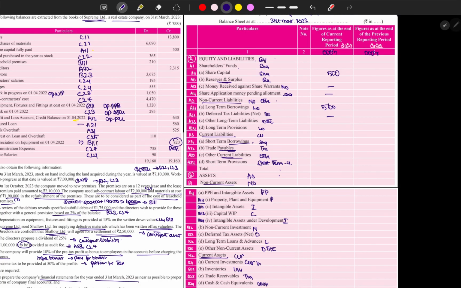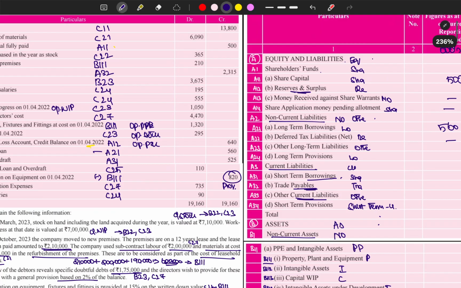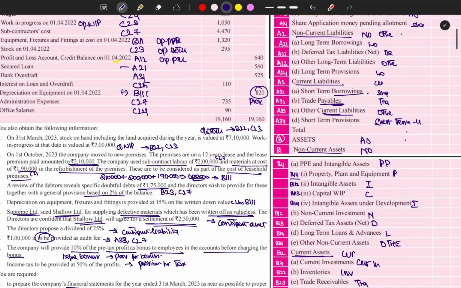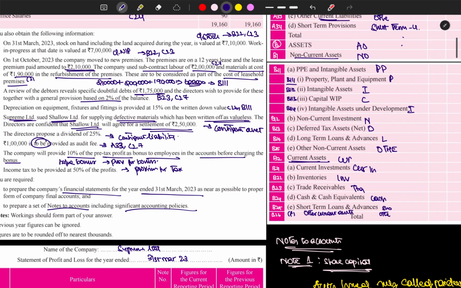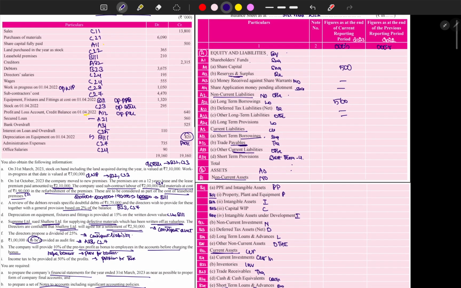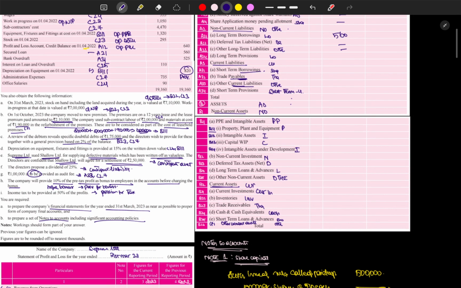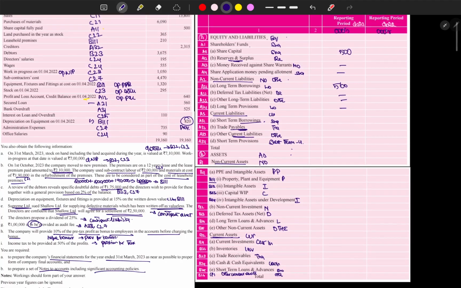No deferred tax liabilities have been given. Other long-term liabilities, A23. Is there any A23? No, that's it, no A23. So we can go to the other item, which is long-term provisions, A24. Is there any A24? Okay, there is no A24. Put a dash and go to the next, which is A31, short-term borrowings.